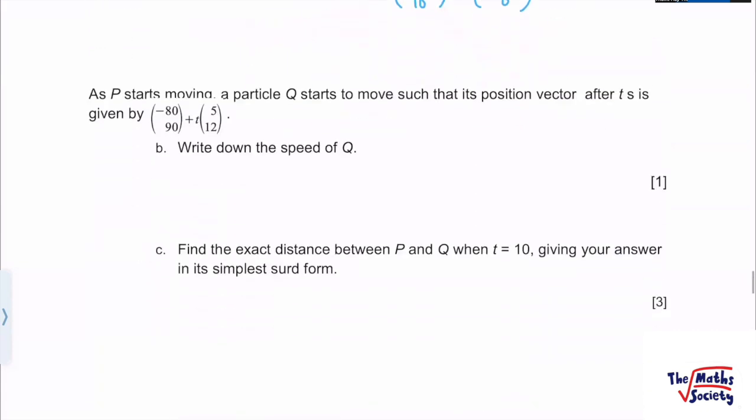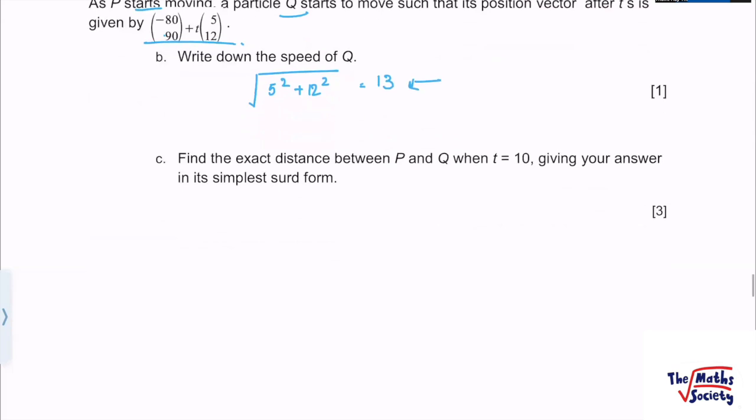And so here it says that as P starts moving, Q starts to move such that its position vector is this. After that, you need to write down the speed of Q. So it's just going to be 5 squared plus 12 squared, where you'll get 13, and that is your speed. And you need to find the exact distance between P and Q when t is equal to 10, giving your answer in its simplest surd form.